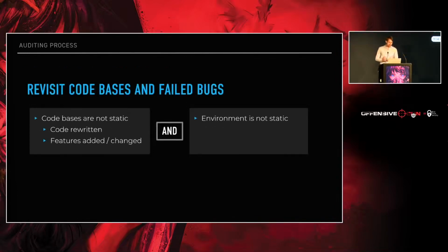Revisiting code bases is another thing that I've sort of talked about before. Code bases are not static. Code gets rewritten, features are added and changed, and also the environment is not static. The state of mitigations and stuff like that changes. And I'm not just talking about re-looking at the code bases to find new vulnerabilities, but even to look at failed bugs.